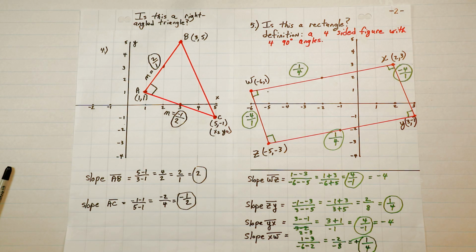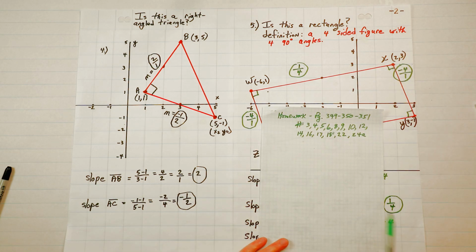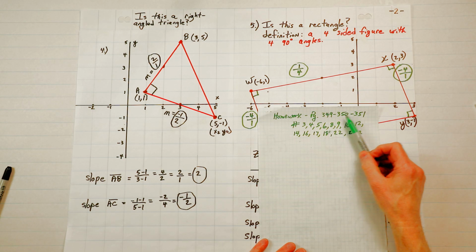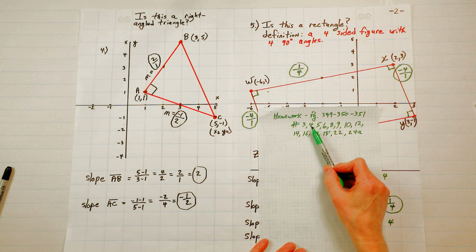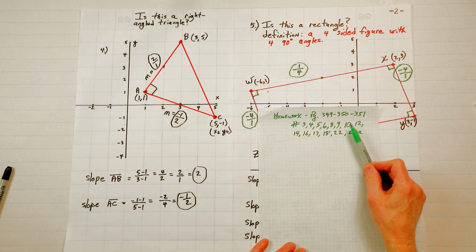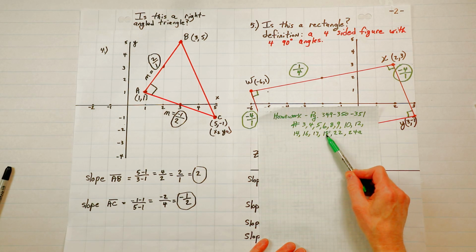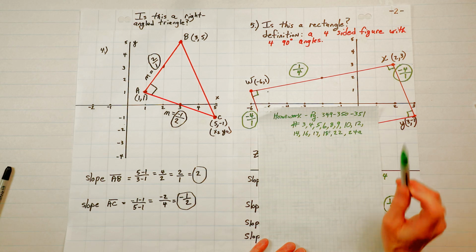That's our lesson for today, and your homework that I would like you to do, it's in your book, page 349, 350, 351. Please do 3, 4, 5, 6, 8, 9, 10, 12, 14, 16, 17, 18, 22, and 24A.